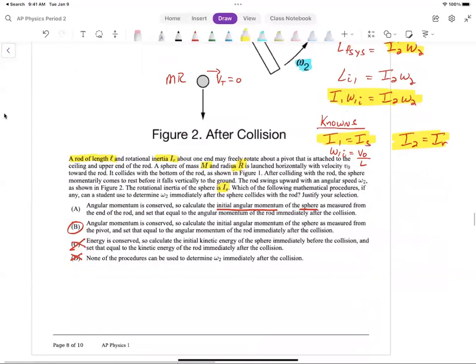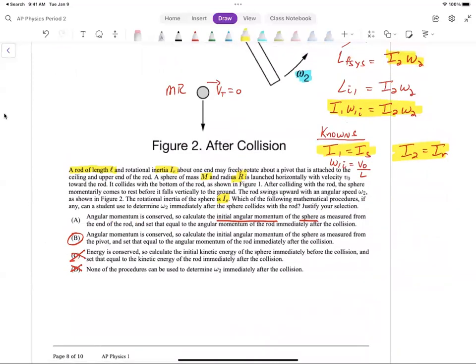So let's look at A and B. First off, A and B are the only two that I'm even going to look at because they say the momentum is conserved. In C, they tell me energy is conserved. No, nowhere did they say this was an elastic collision, so energy is not conserved. So in addition, D is not correct.